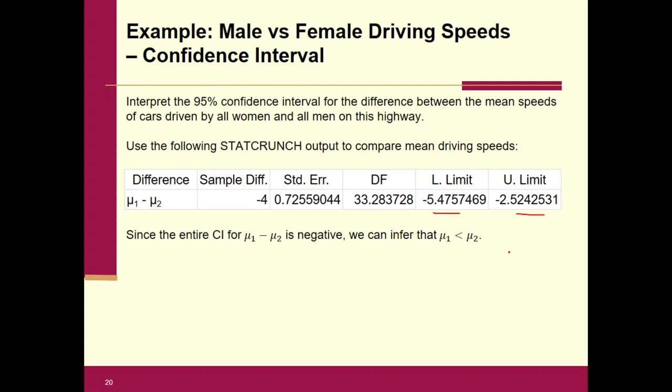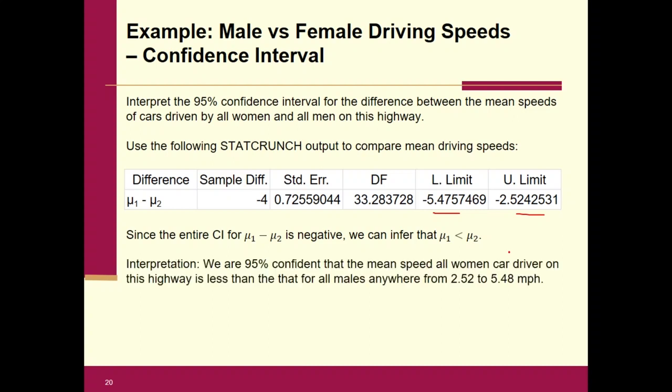And it tells us by how much of a difference there is. So interpretation: we're 95% confident that the mean speed of all women car drivers on this highway is less than that for all males, anywhere from... and so students get a little confused. They want to put the negative sign here, but we would drop the negative sign because we already said it was less than. Okay, you wouldn't say less than a -2.